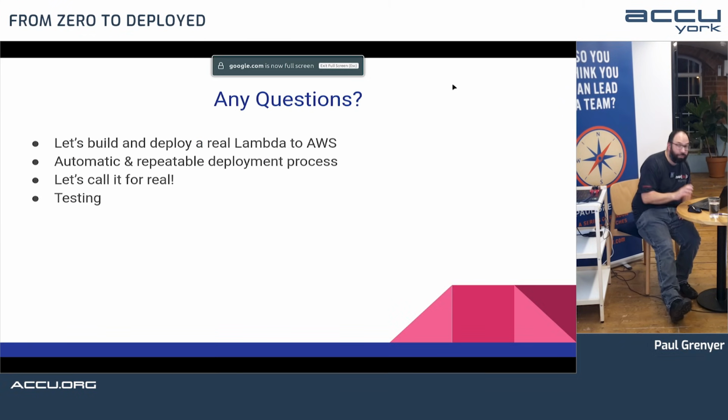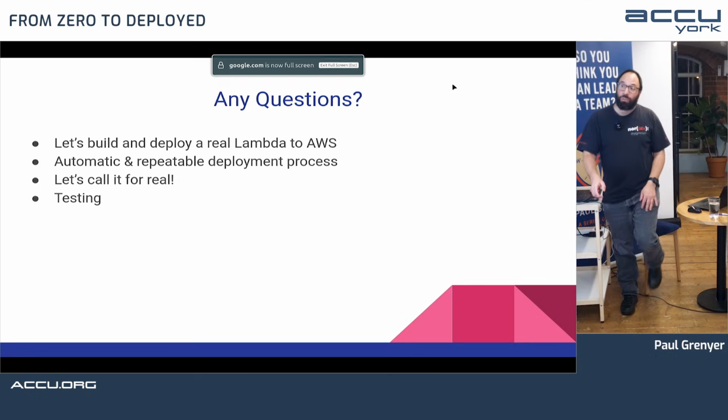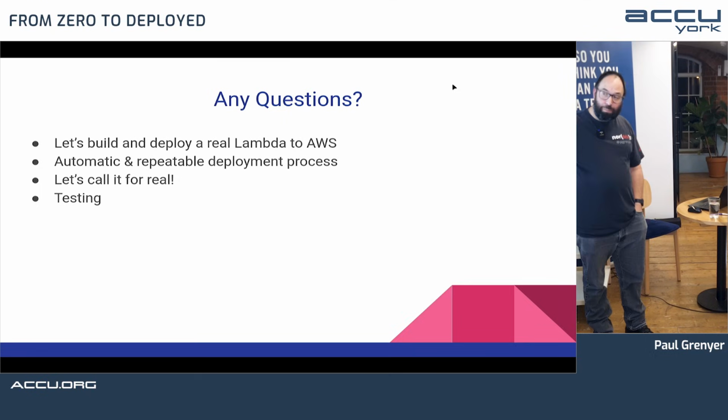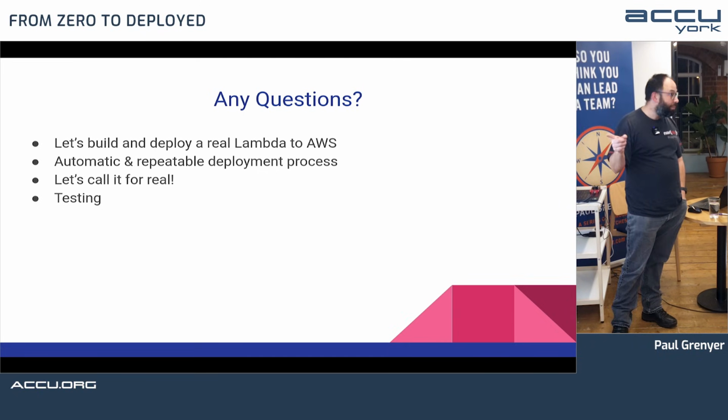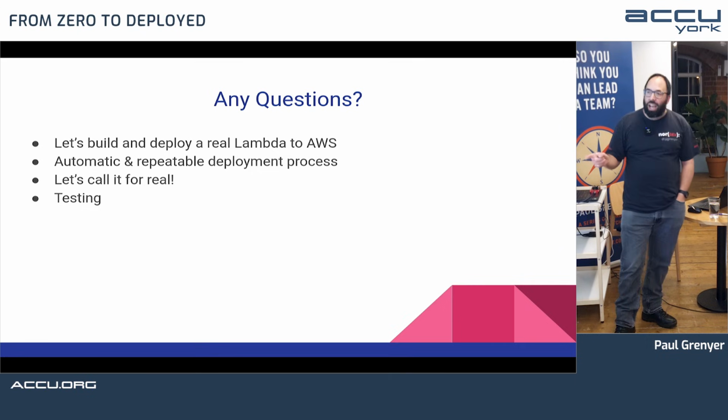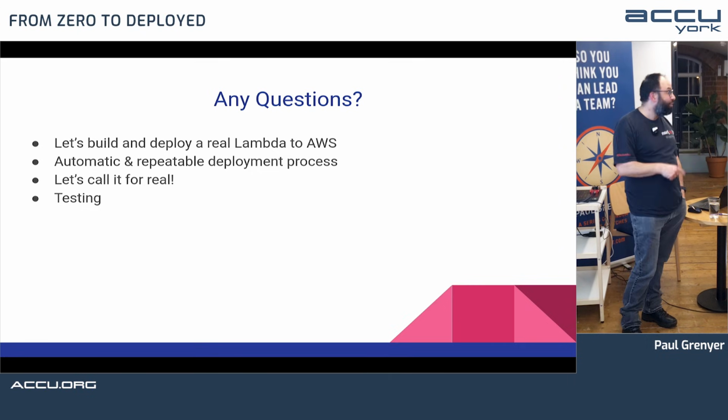Right. So what we did was we built and deployed a real Lambda. We made it automatically deployable, and we called it for real, and we looked at some testing. Now, have I convinced you all that it's easy to get a Lambda into the cloud? Cool. I'm getting some very reluctant nods. And have I also convinced you that it's really easy to automate it? Yes. Good. Then my work here is done. Are there any more questions?